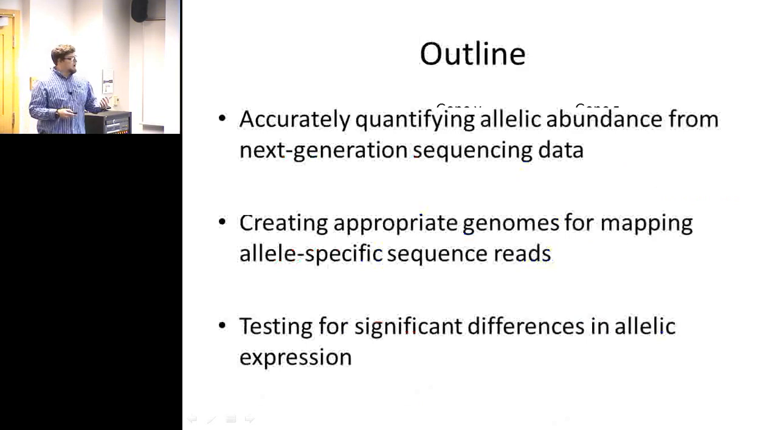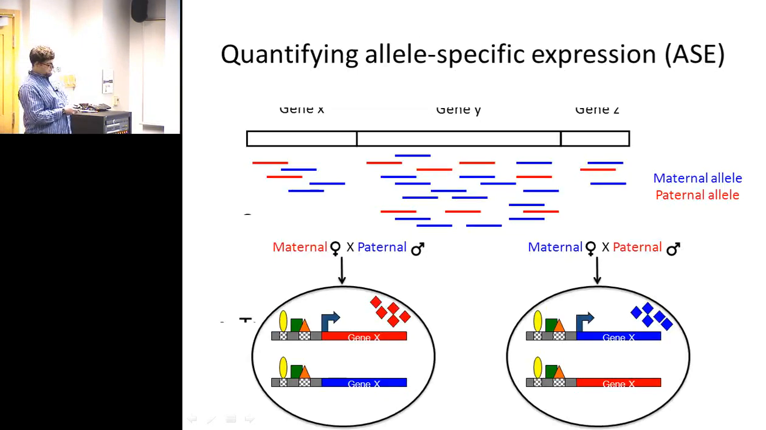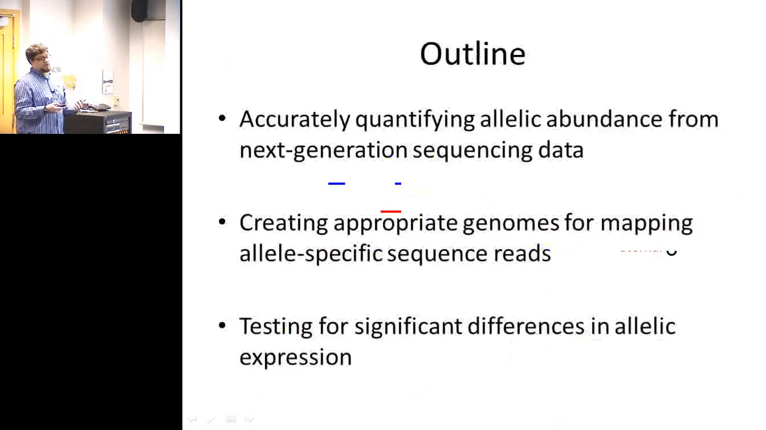So today I'd like to highlight for you how we can go from this type of framework, aligning allele-specific sequence reads to a genome, how we can do this accurately to quantify allelic abundance from this type of next-generation sequencing data. I'm also going to go through how to create appropriate genomes for mapping allele-specific sequence reads, and then ending with a test for significant differences in allele-specific expression for this type of data.